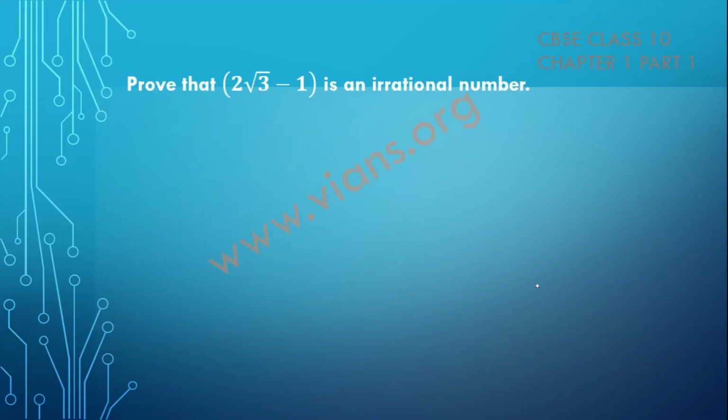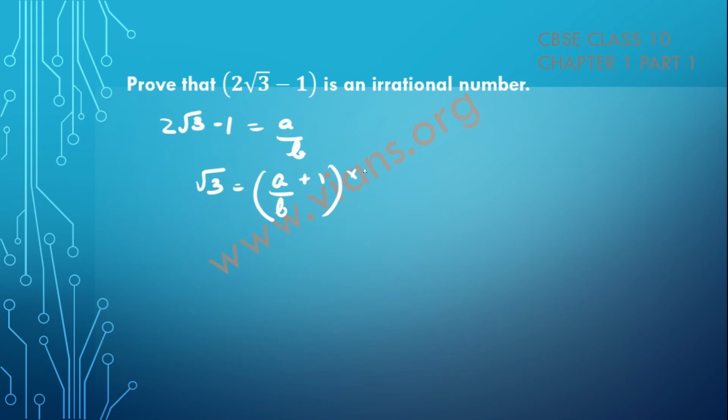Problem 11 says: prove that 2 root 3 minus 1 is an irrational number. So again, as we did previously, let 2 root 3 minus 1 be considered as a by b, where b is not equal to 0 and a and b don't have any factors in common other than 1. Because we are considering 2 root 3 minus 1 to be a rational number, root 3 could be written as (a by b plus 1) into 1 by 2.